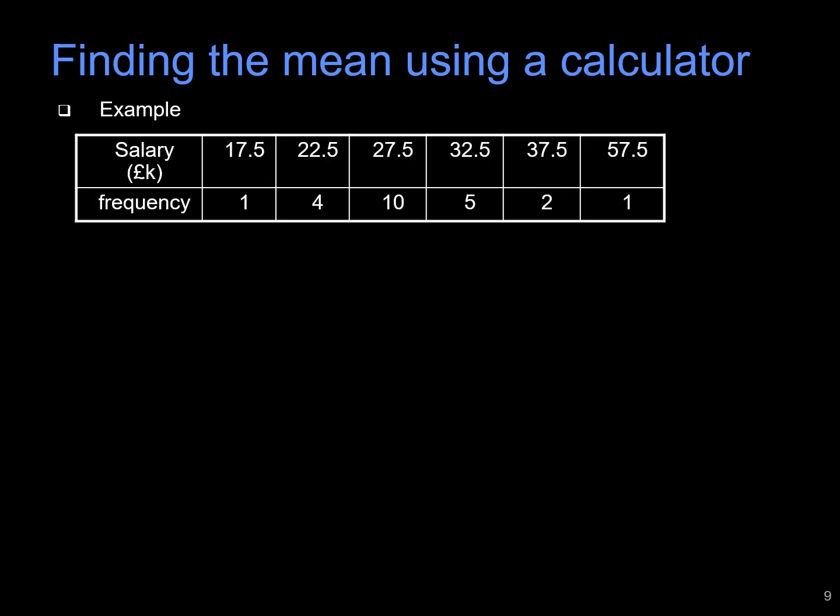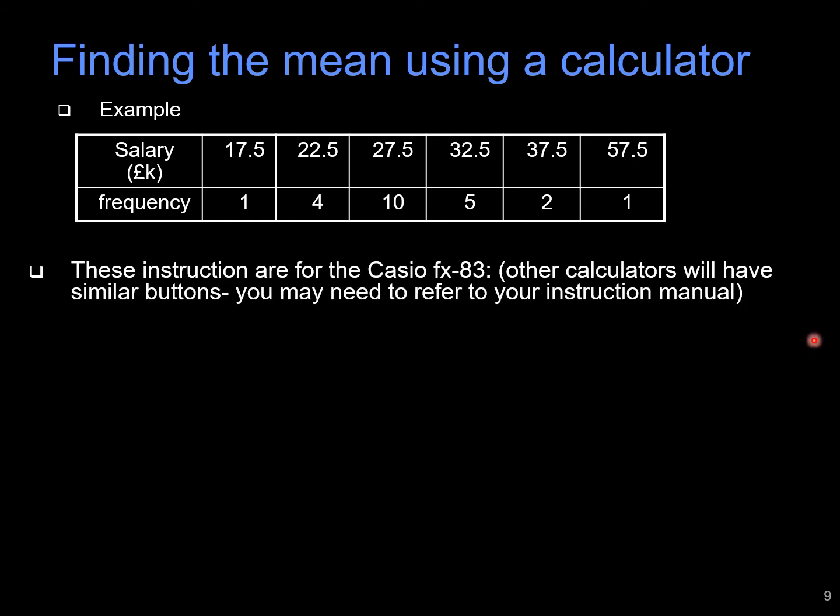Now, you can easily check your value for the mean using your calculator. Let's demonstrate this using an example. In this example, our variable is salary, and the frequencies are here. So we can enter this data set on our calculator as follows. Now note that these instructions are specifically for the Casio FX83. Whichever calculator you have, there will be similar buttons on it.